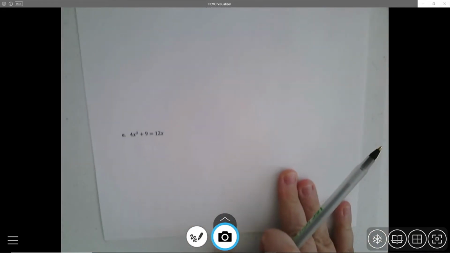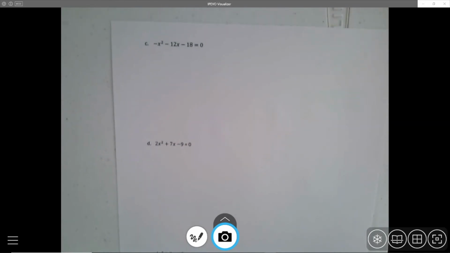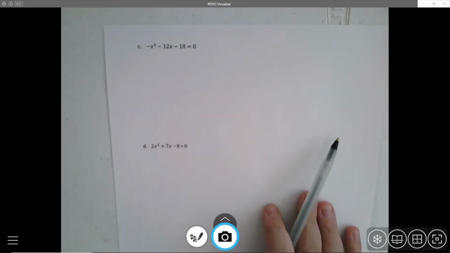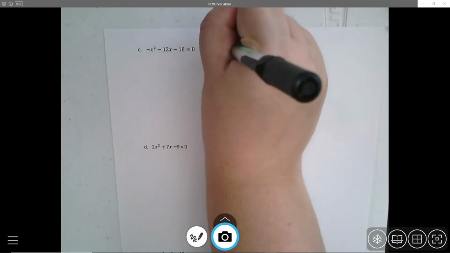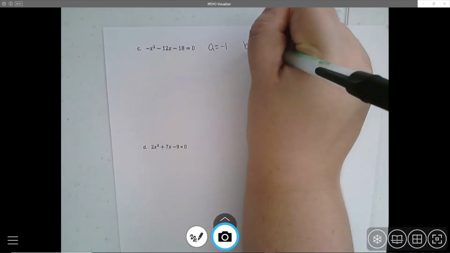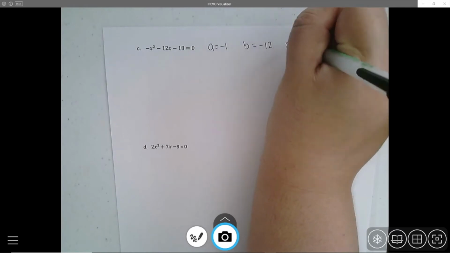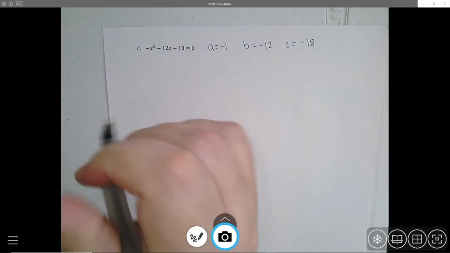Let's go to here, some on the back. Okay, well, this first one, it is set equal to 0, and you may be looking and saying, there's a negative leading the way. Don't we have to factor it out? No. On the quadratic formula, it does not matter what is in front of your x squared, whether it's positive or negative. You can go right to using the formula. So in this case, A is a -1, B is a -12, C is a -18.